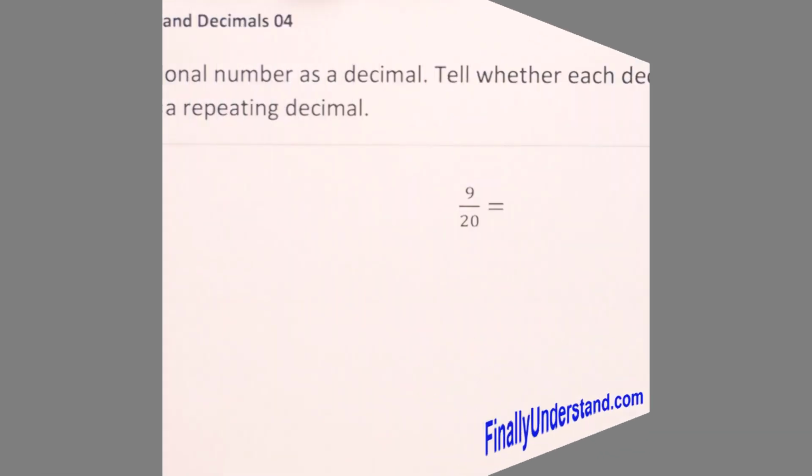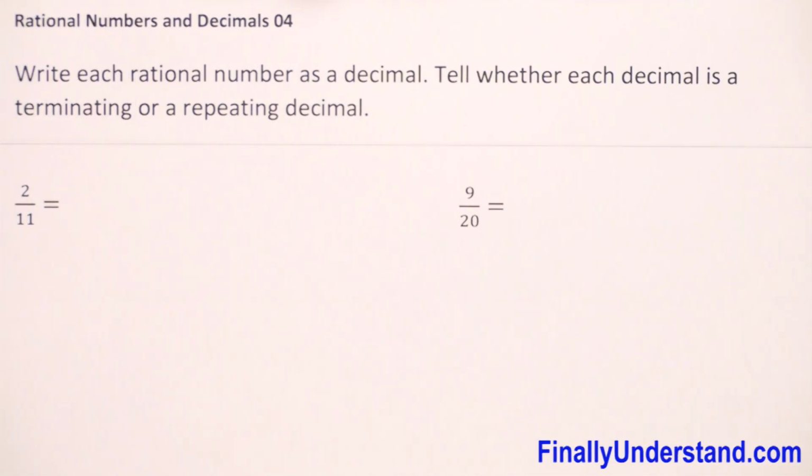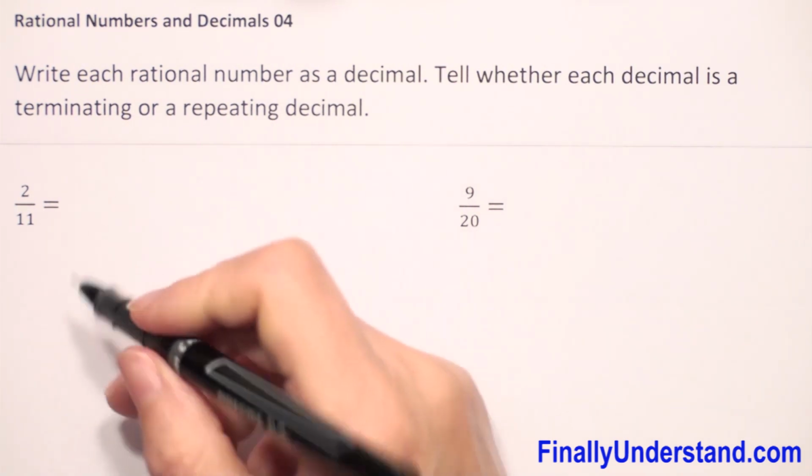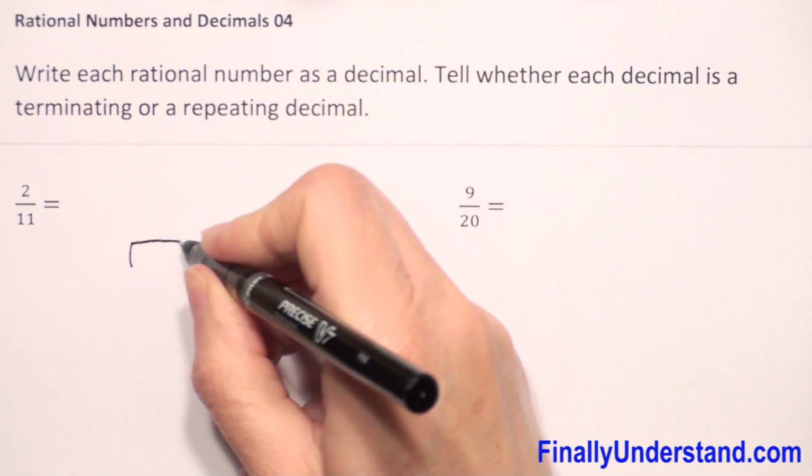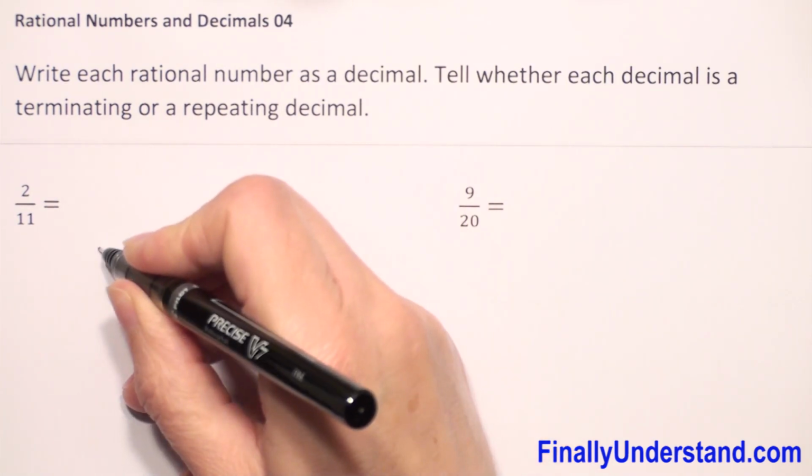Write each rational number as a decimal, and tell whether each decimal is terminating or repeating. In the first example, we have 2 over 11. To change a rational number to a decimal, we will do long division. So we have to divide 2 by 11.